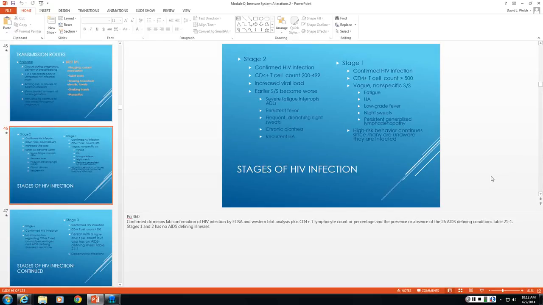So there's stage 1 and stage 2, excuse me. Stage 1 basically is the first stage, okay? The HIV infection is confirmed, and usually this is done by an ELISA test, also can be done by a Western blot test, where they analyze the CD4 plus T lymphocyte count and the percentage of the presence or absence of the 26 AIDS-defining conditions.